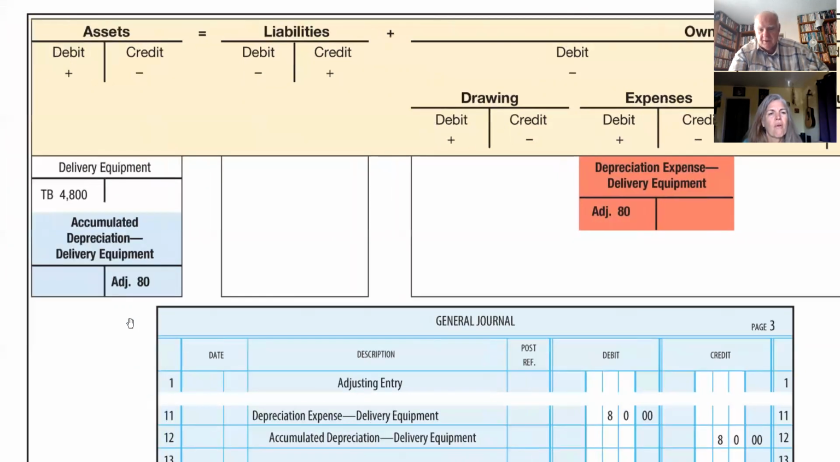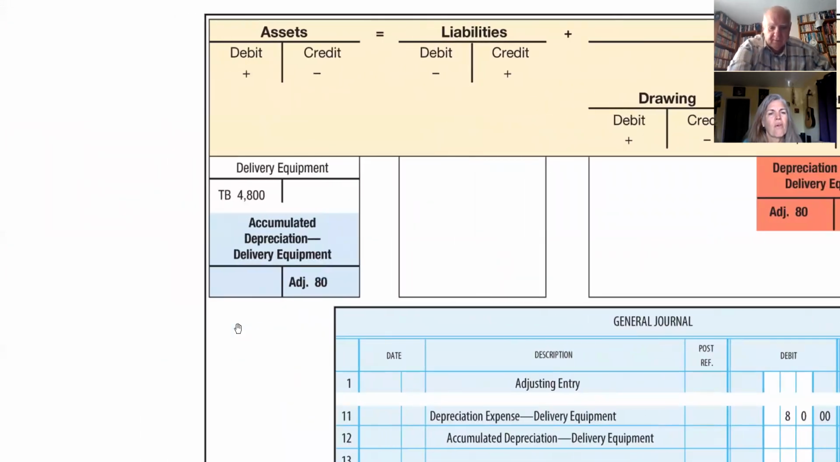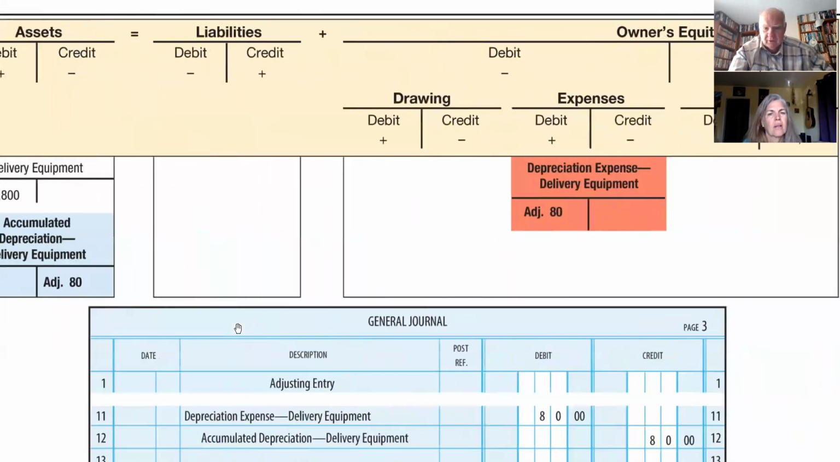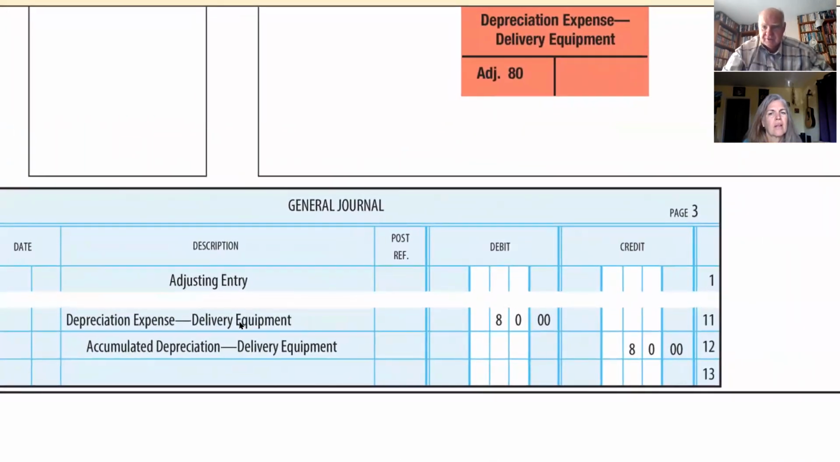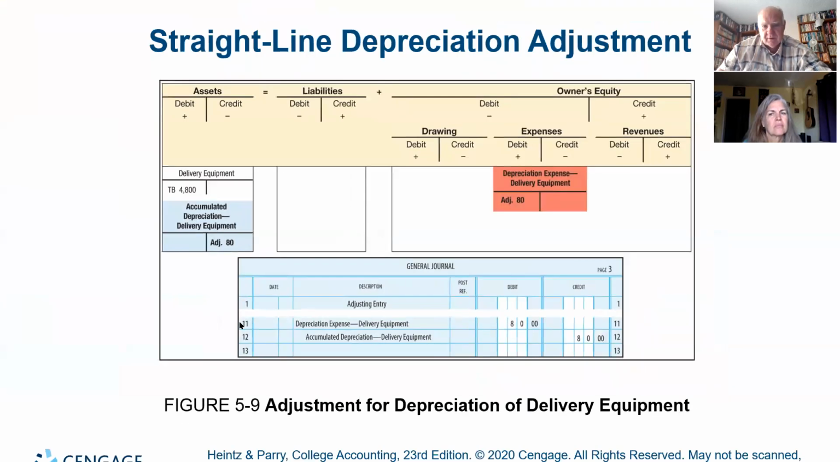caught up to it. And in the meantime, we're going to be writing a journal entry every month for $80 expense. So the expense is by itself, that's just a one-time thing every month. The accumulated depreciation will grow and grow and grow until the asset is fully depreciated. Okay, go ahead, question.